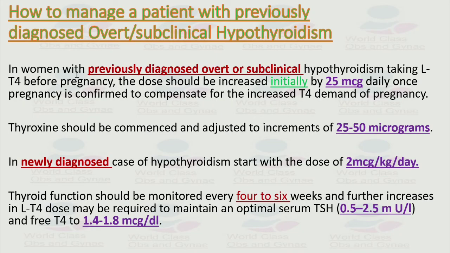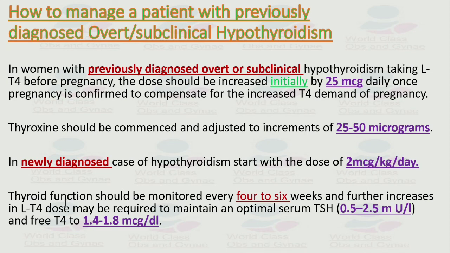Now, how to manage a patient with previously diagnosed overt or subclinical hypothyroidism. In patients with previously diagnosed overt or subclinical hypothyroidism taking levothyroxine before pregnancy, the dose should be increased initially by 25 microgram daily once the pregnancy is confirmed, to compensate for the increased T4 demand of the pregnancy. Thyroxine should be commenced and adjusted in increments of 25 to 50 microgram. In a newly diagnosed case of hypothyroidism, start with a dose of 2 microgram per kg per day.